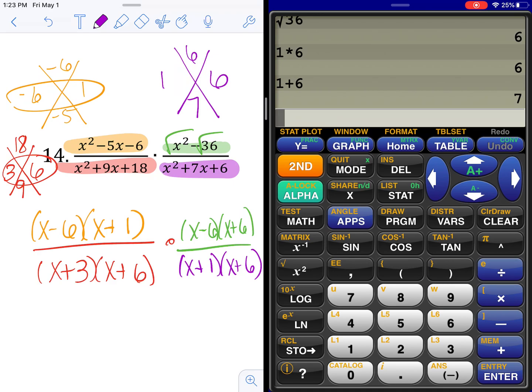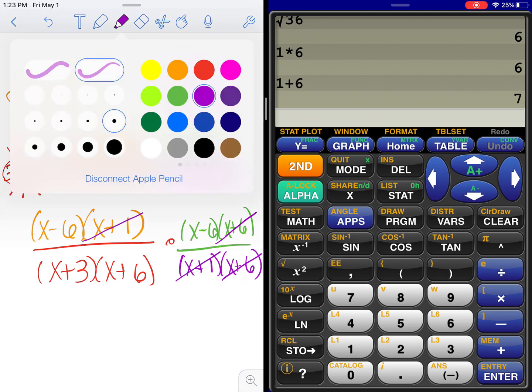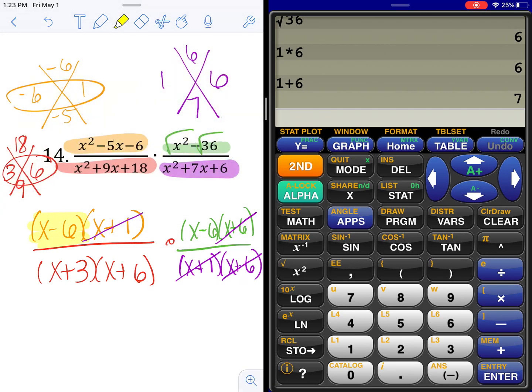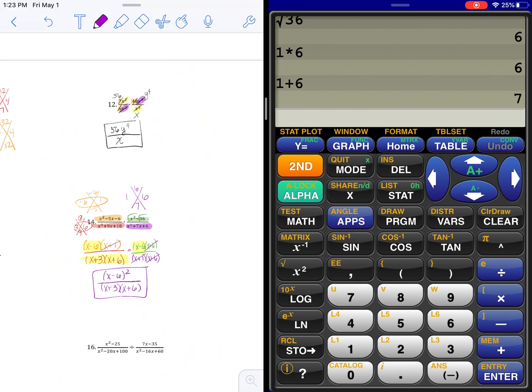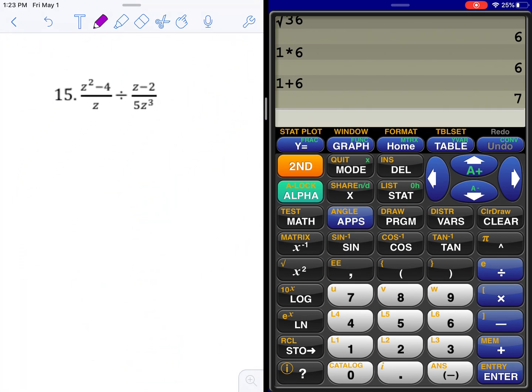So then I want to go ahead and cancel. I have x plus 6's here that can cancel. I have x plus 1's that can cancel. What's left on top is I have two x minus 6's, so I'm going to write that as x minus 6 squared. And then on the bottom here I have x plus 3 times x plus 6, and so that is your final answer. All right, moving on to these division problems.